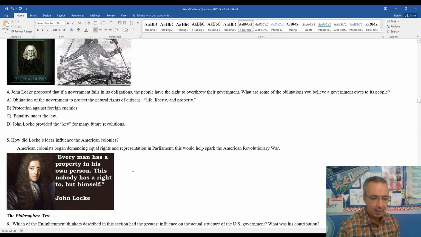Here's a quote from Locke: "Every man has a property in his own person. This nobody has a right to but himself." So basically, a little bit of convoluted English during that period of time, Old English. But basically, what Locke is saying is that your property must be protected.